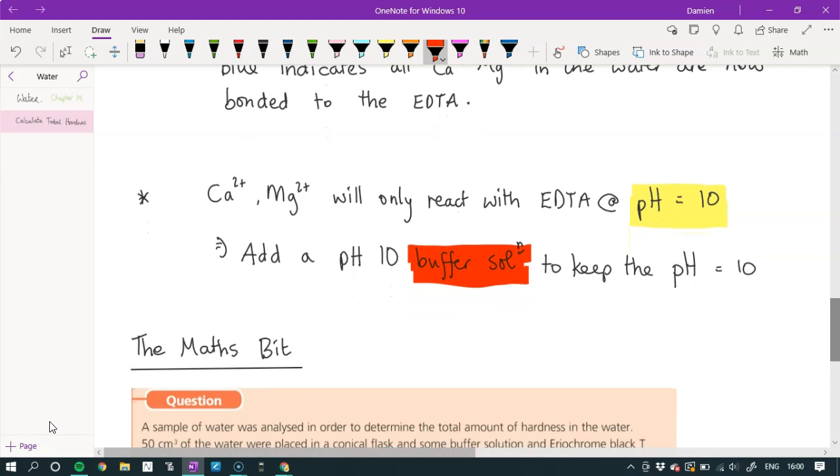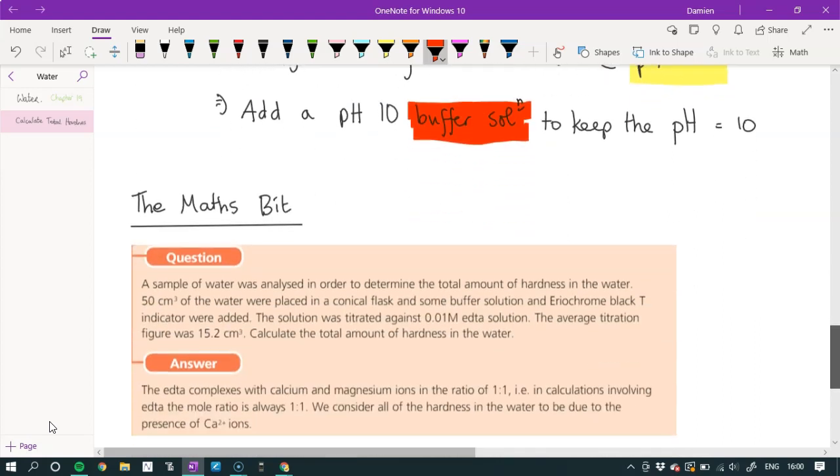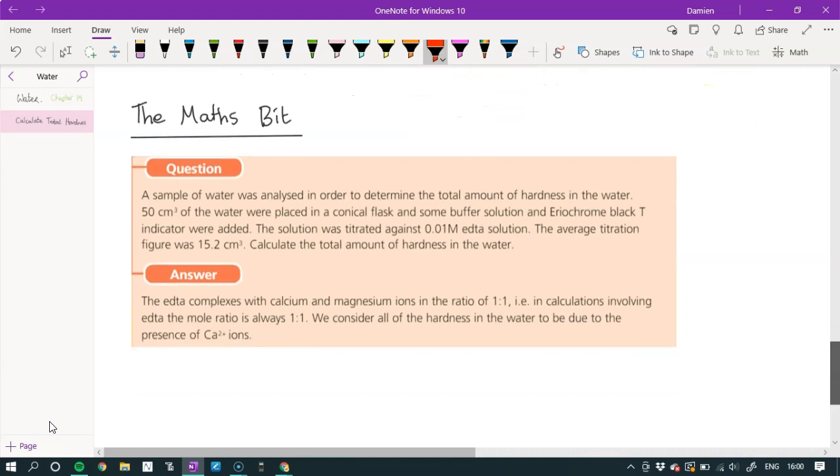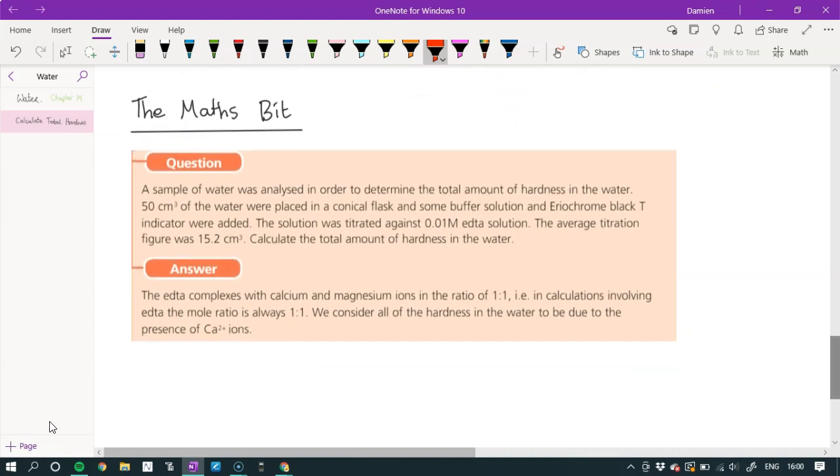That's the main points for that experiment. Now what we're going to do is the harder bit. We're going to look at the maths bit and look at the calculations. So we've got a sample of water. It was analysed, and as usual what I would do is take some time and go through this and identify the information that's important to us.